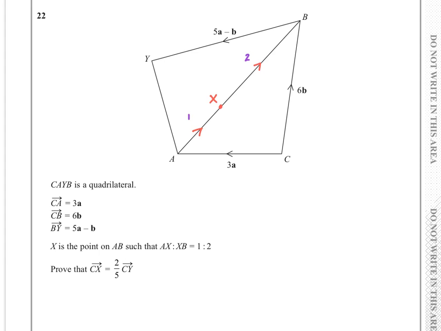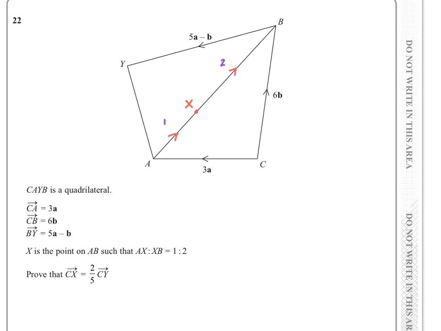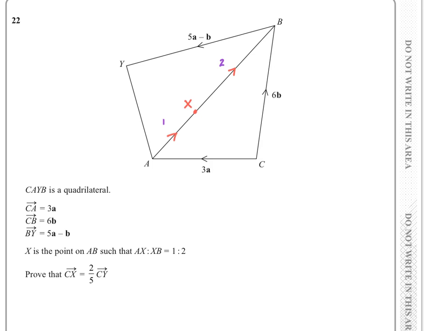So if you think about it, A to B is now split into 3 parts. So keep that in mind also, that's really important. We've got to prove that C to X is 2/5 of C to Y. Well, let's start having a look at what we've got. We can firstly have a think about finding C to X.